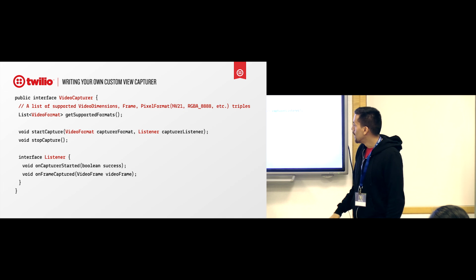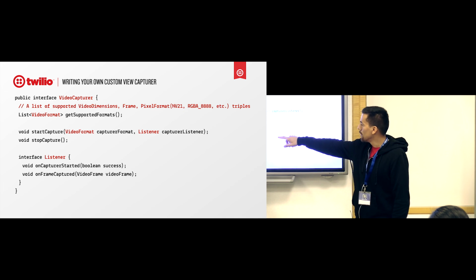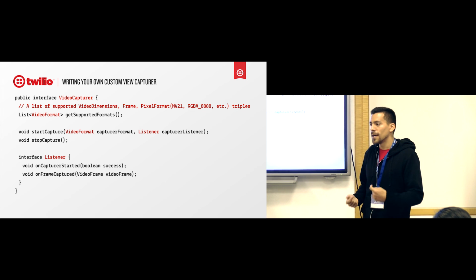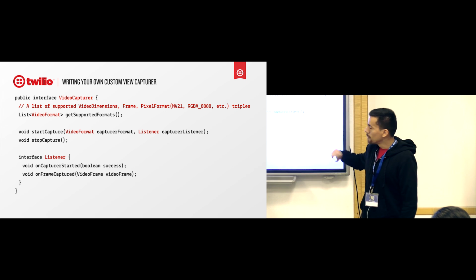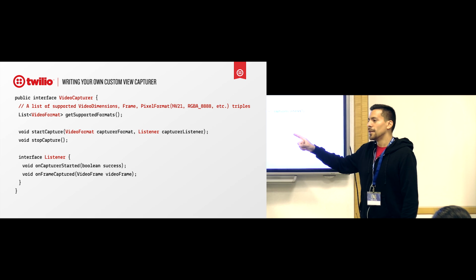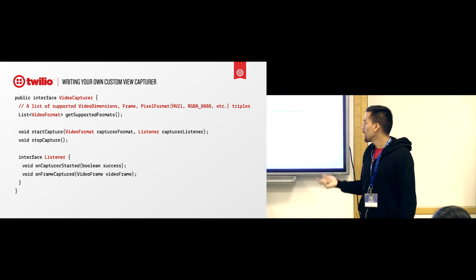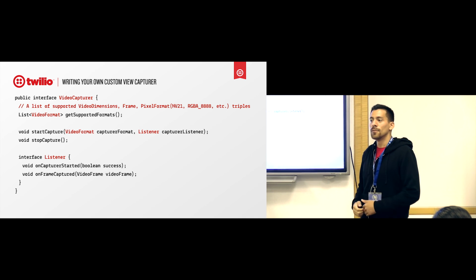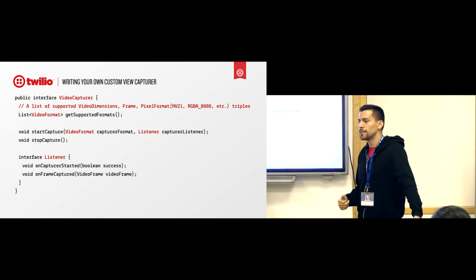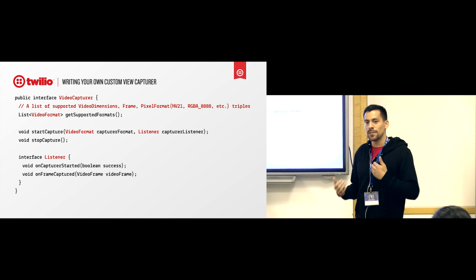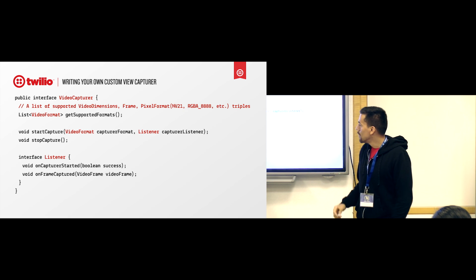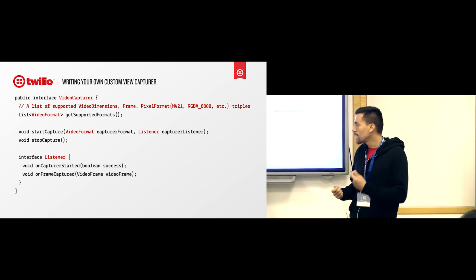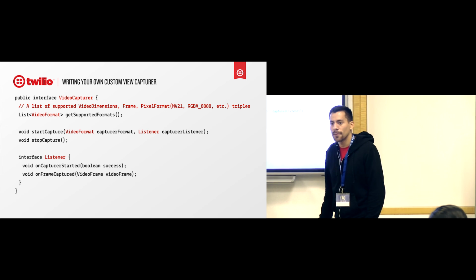When you call add local video track on the local media, we'll call start capture. At the bottom here, the listener is something you use to provide us with information. When we call start capture, we want you to tell us when you've actually started the capture, because you may try to start it and it may fail. At that point, we need to know. Once you've started it, you can then start providing us with frames by calling onFrameCaptured.